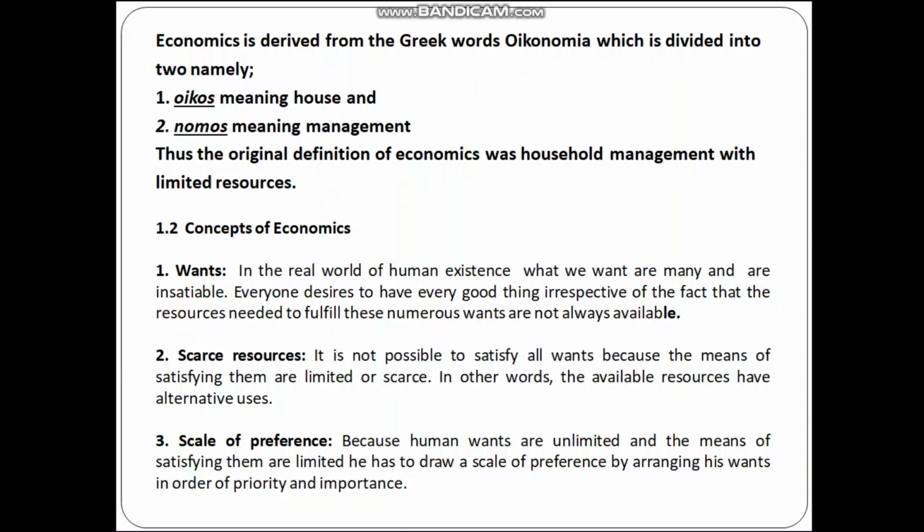Scale of preference. Because human wants are unlimited and the means of satisfying them are limited, he has to draw a scale of preference by arranging his wants in order of priority and importance. In doing this, the most important ones are listed on the top of the table of preference, while the least important ones are found on the lower part of the table.